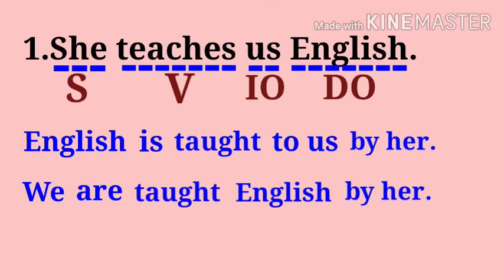Do you notice the changes in these two sentences? In the first sentence, we started with the direct object, and in the second sentence we started with the indirect object.